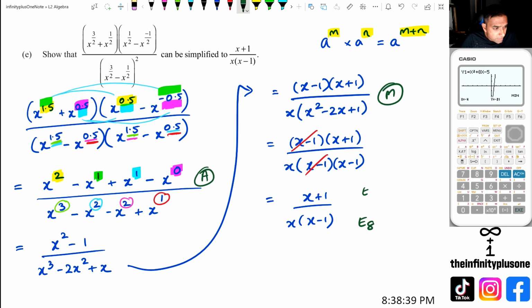E7 if you make incorrect mathematical statements. So there we go. That's pretty much question 1 done.